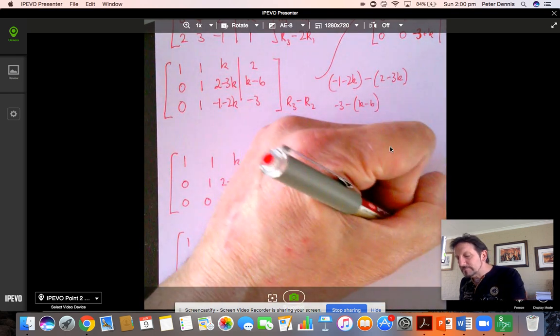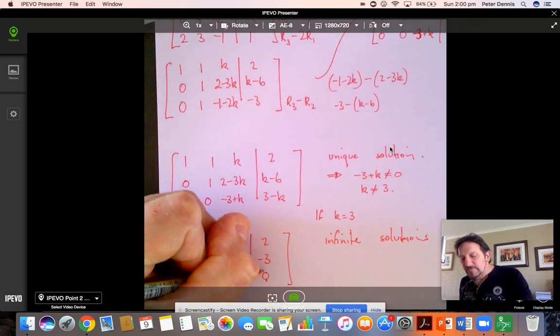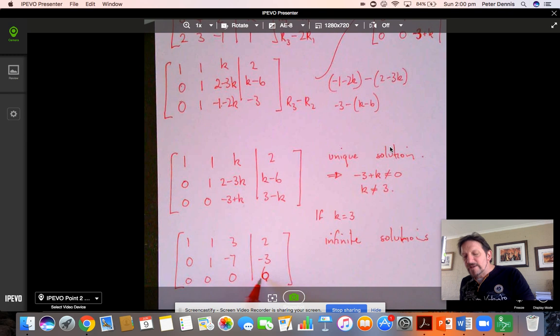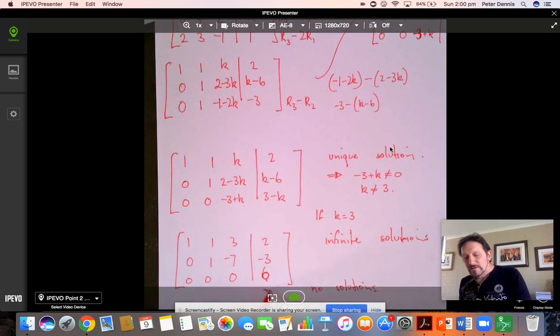And it depends on this 0. If this 0 had been a 6, in that case there would have been no solutions, because this just doesn't make sense. 0 times x plus 0 times y plus 0 times z gives you some value, 6. We can't find an x, y, and z that will do that. So if it was a 6, no solutions. Okay, so there are the three things that can happen: one solution, no solutions, or an infinite number of solutions. Thanks.